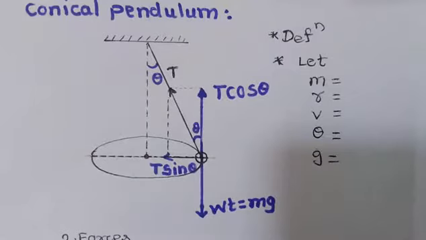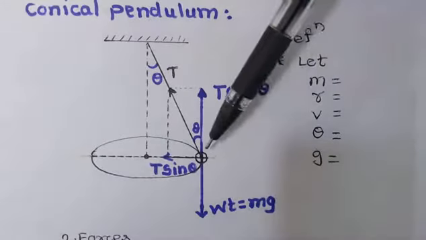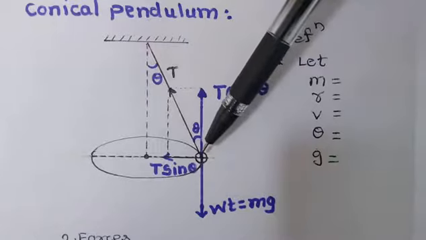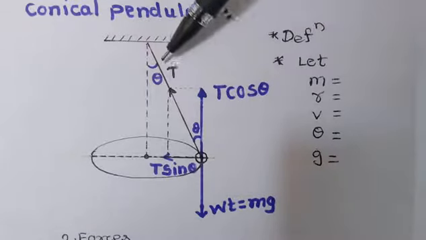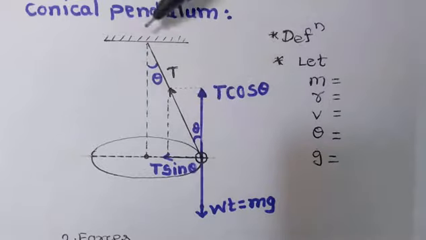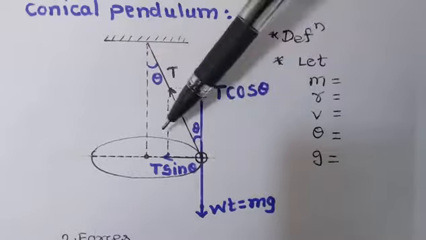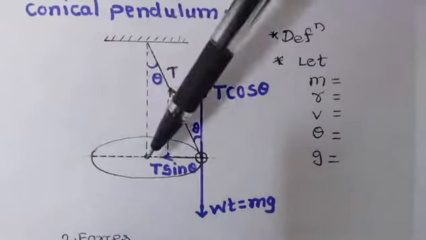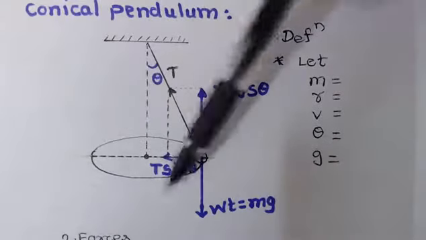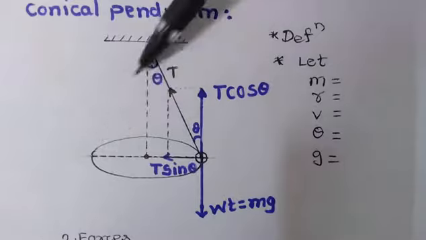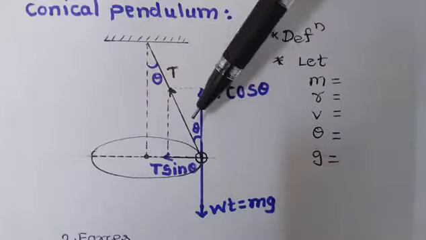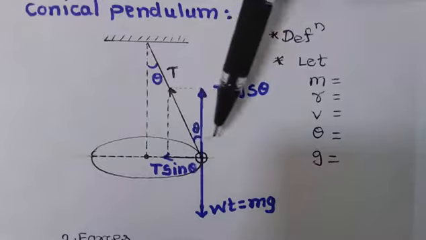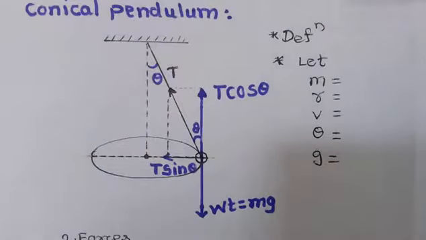I explain this definition again. Let us consider there is one bob or heavier mass which is suspended by inextensible and weightless string from a fixed rigid support. Now, this bob performing a horizontal circular motion, means in a horizontal plane. Due to this horizontal circular motion, it forms a cone or an ice cream cone. Now, when this bob performing a horizontal circular motion, then it is acted upon different forces.